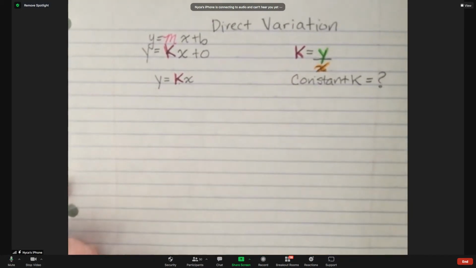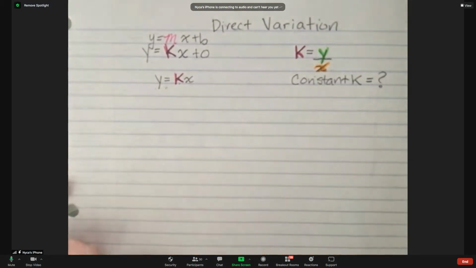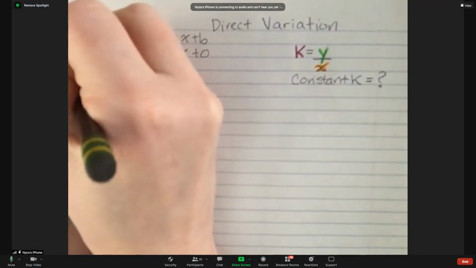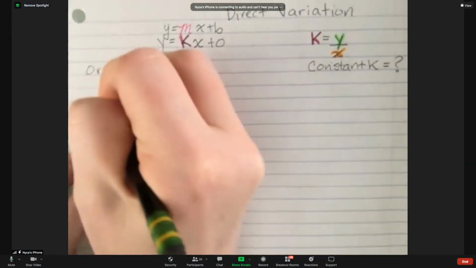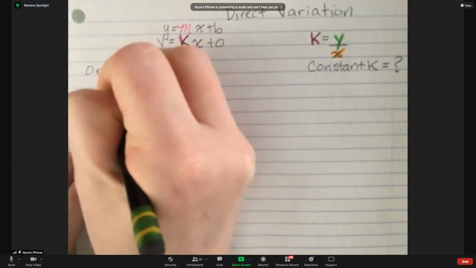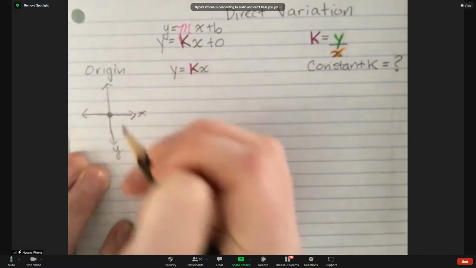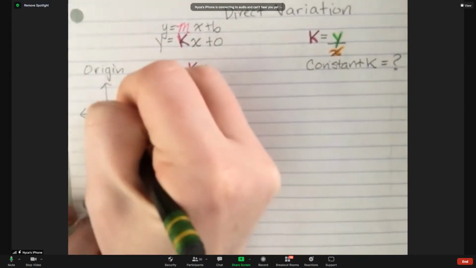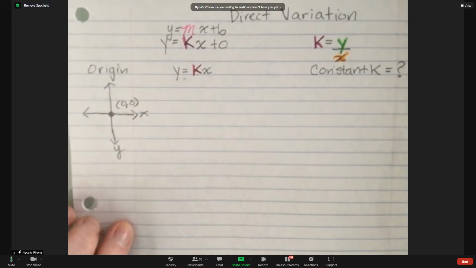All right, so let's look at a couple things. Here's it with an equation. We know that has to be the constant. The key thing is it must go through the origin. And the origin is where your axes, so your y-axis and your x-axis meet. So the origin is right here. It must go through that point. And that point is known as 0, 0. So in order to be direct variation, it must go through there.